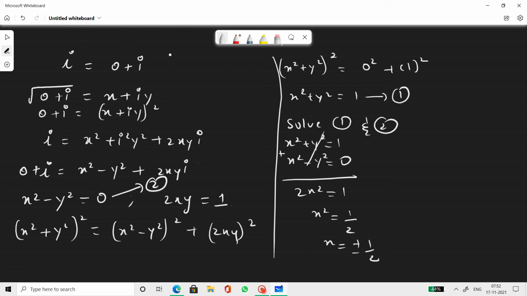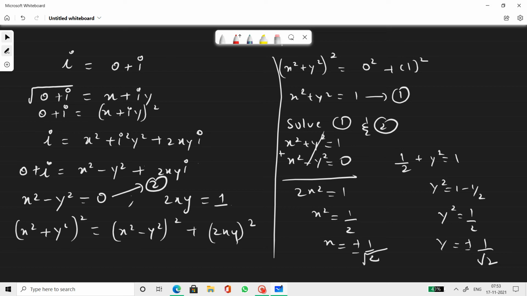Now substituting x square in one of the equations. Mind it, it is x square, not x, that I'm substituting. So substituting x square in one of the equations, 1 by 2 plus y square equals 1. So y square equals 1 minus 1 by 2. y square is also 1 by 2. And here, sorry, I forgot to put a root. So y will be plus or minus 1 by root 2. So we found x and y, but both of them are in plus or minus form.